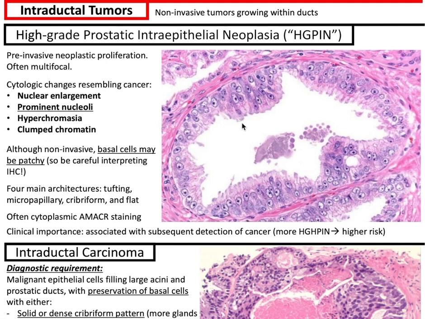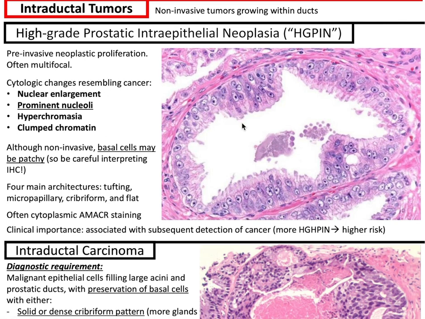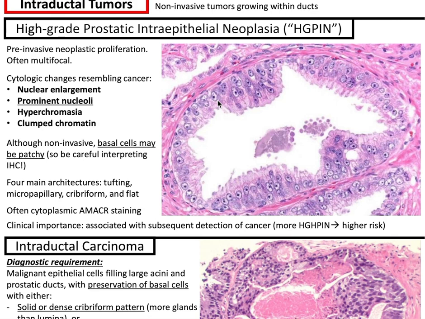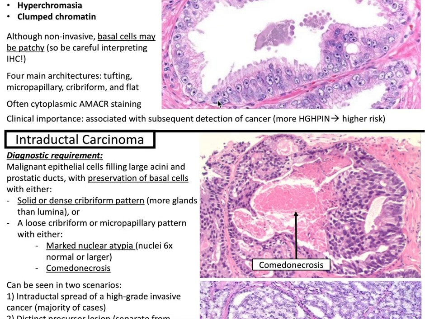And there are 4 main architectures, including tufting, micropapillary, cribriform, and flat, and often has the cytoplasmic AMACR staining, but with retention of basal cells. And it's important because it's associated with subsequent detection of cancer. More high-grade PIN, a higher risk.